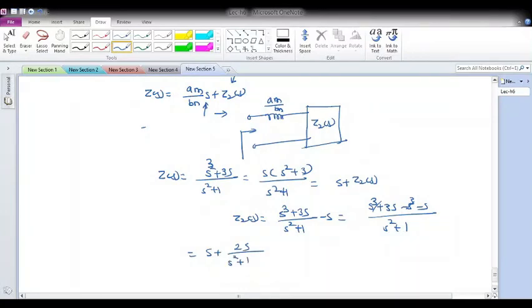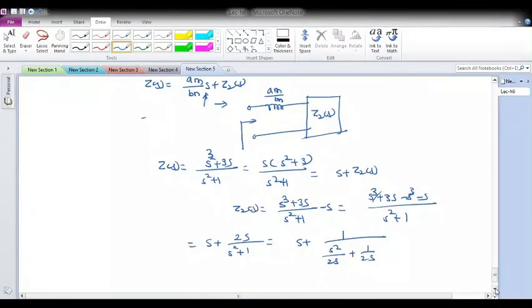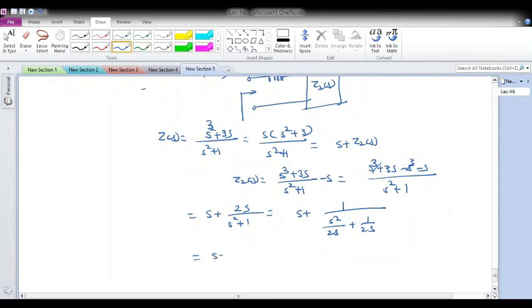Okay, so this is s plus 2s over s square plus 1. There is a difference of 1, and now we can realize it very easily. So this will be s plus 1 over s square upon 2s plus 1 over 2s, and this you can also write as s plus 1 over (1 by 2s) plus (1 by 2) into s. And which will be what?